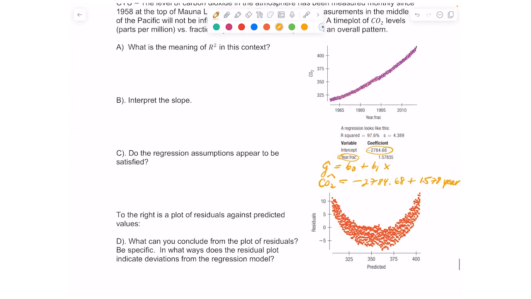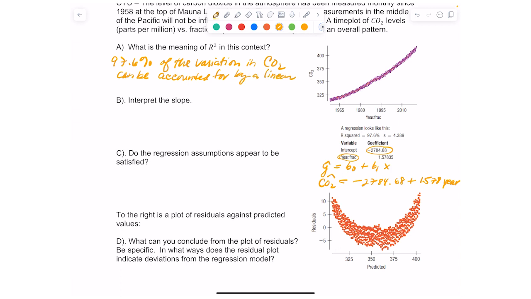But the first question asks us is, what is the meaning of r squared in this context? So as you can see, r squared is right here. It's 97.6%. So what that means is 97.6% of the variation or variability in y, which is CO2, carbon dioxide, can be accounted for by a linear model over time, which is years.